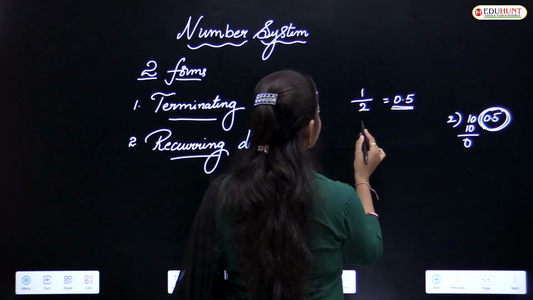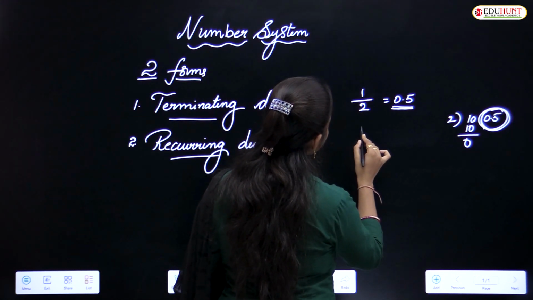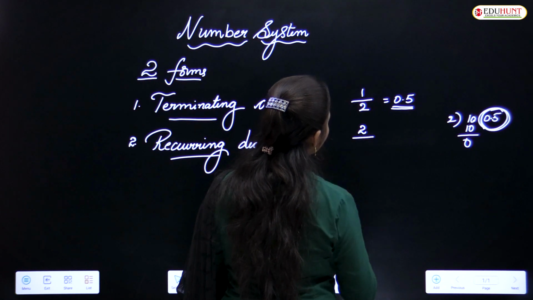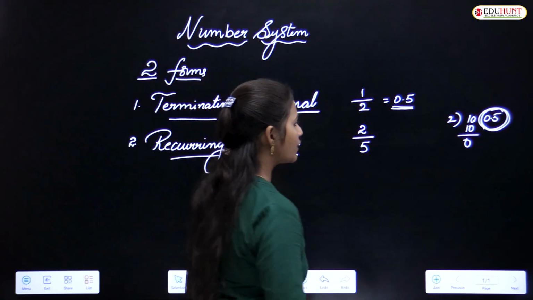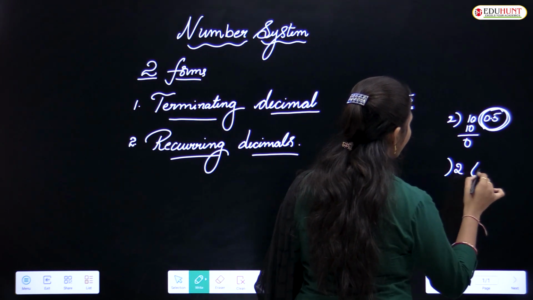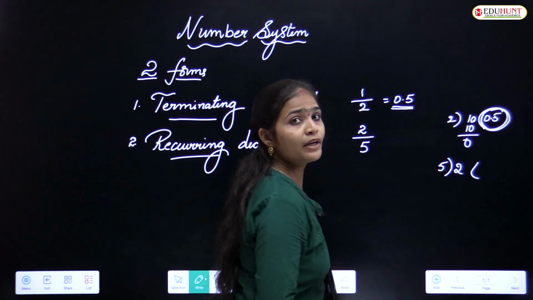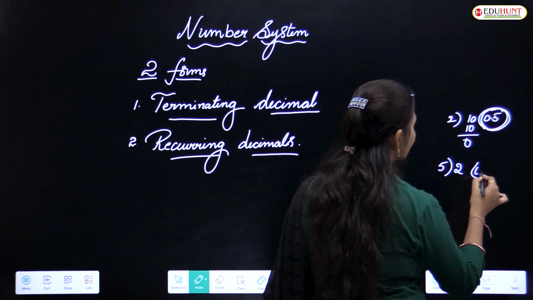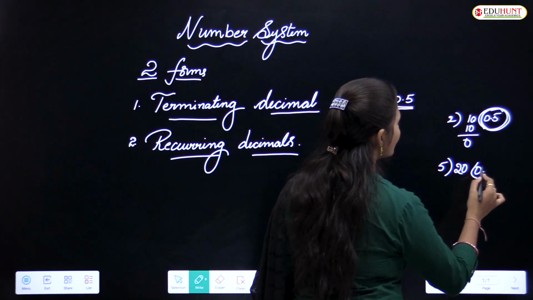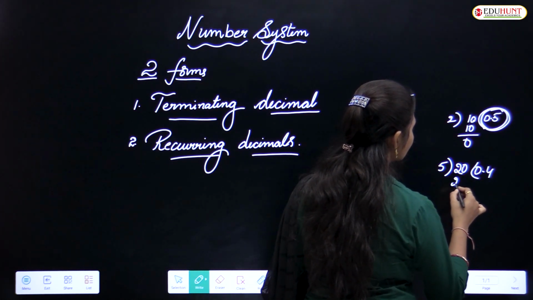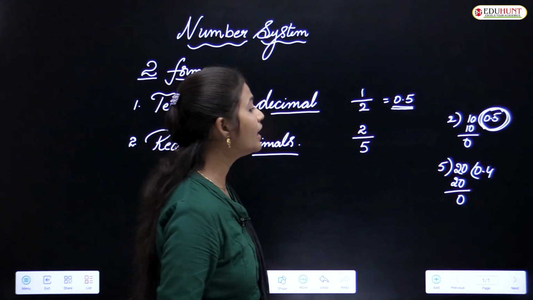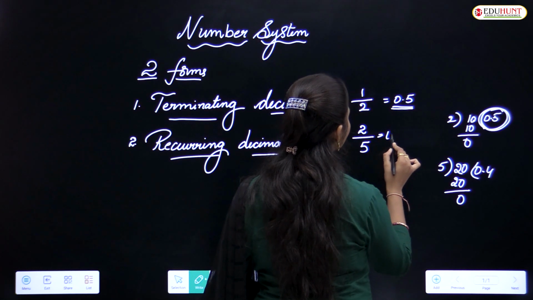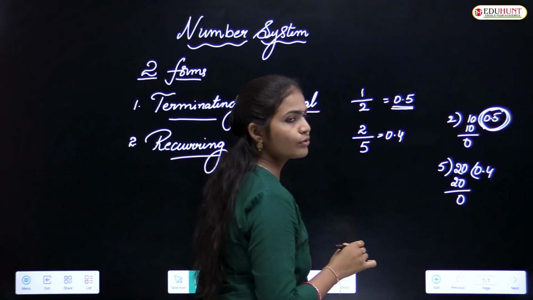Just observe the next one. Here 2 by 5. What is that? 2 is divided by 5. Again 2 is less than 5, no? So here take the point and 0. So 5 4s 20, and its remainder is 0. That's why we can observe that the quotient part is 0.4.